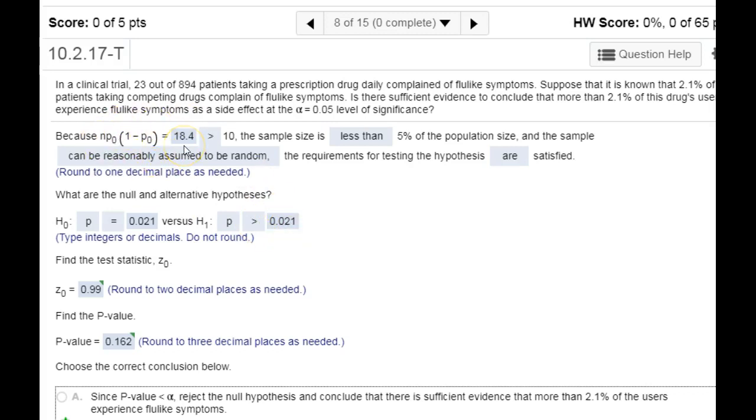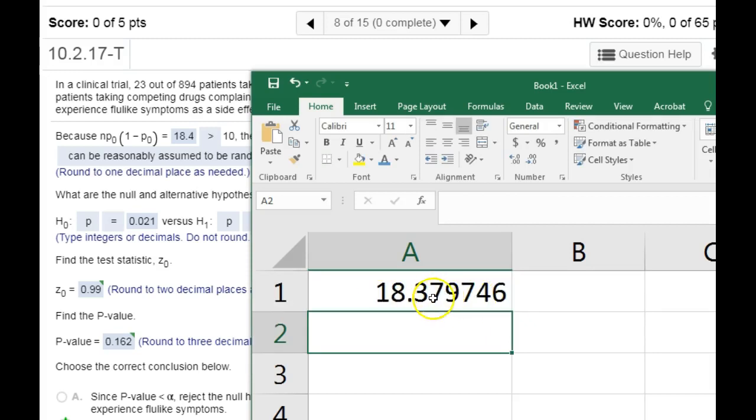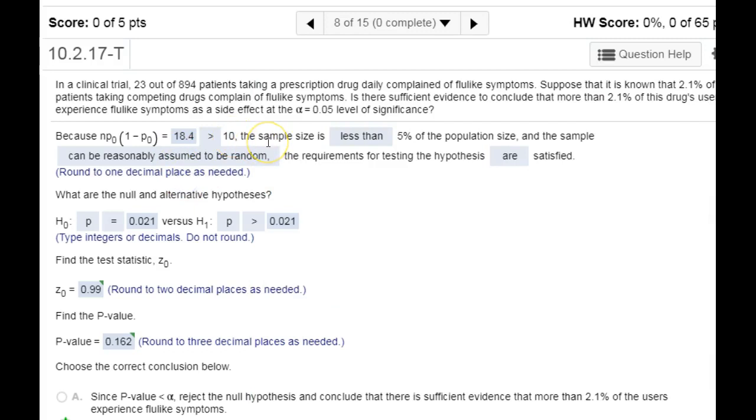So first, let's run this check to see if we are greater than 10 when we take the number in the sample and multiply by our null hypothesis. So using Excel as my calculator, type in the sample size, multiply by that null value, and then 1 minus that null value. And we're checking to see if that's greater than or equal to 10, and it is. And the other thing that we want to check is that the sample size is less than 5% of the population size. Well, 894 people is definitely less than 5% of the people who will take a drug. It will be distributed to the entire country, if not the entire world. So that's definitely less than 5% of the population. And we're assuming that this is a random sample in this clinical trial.